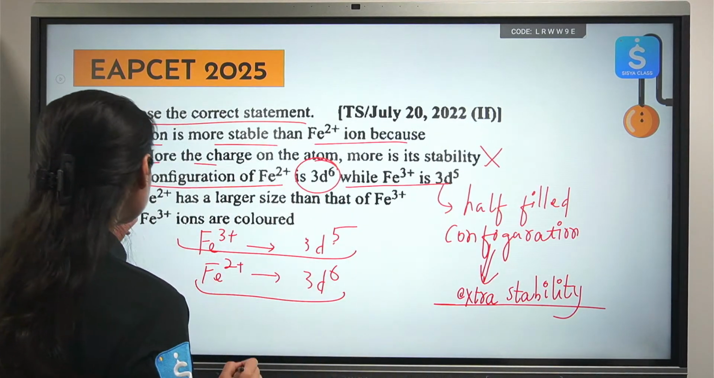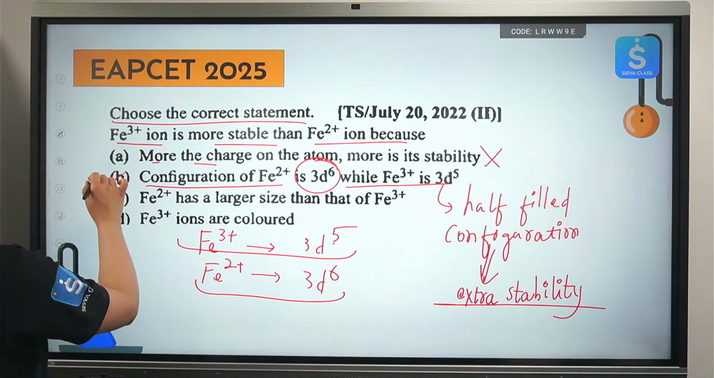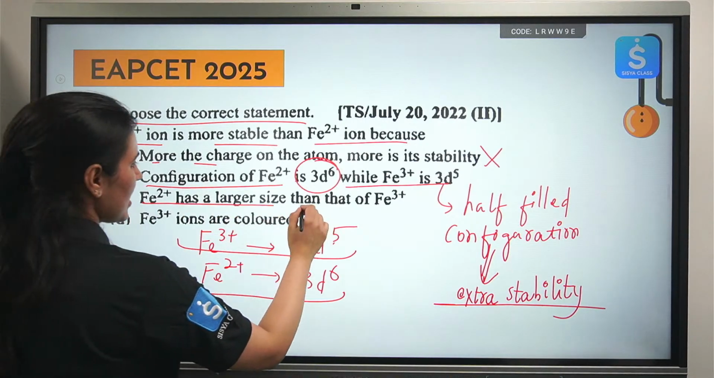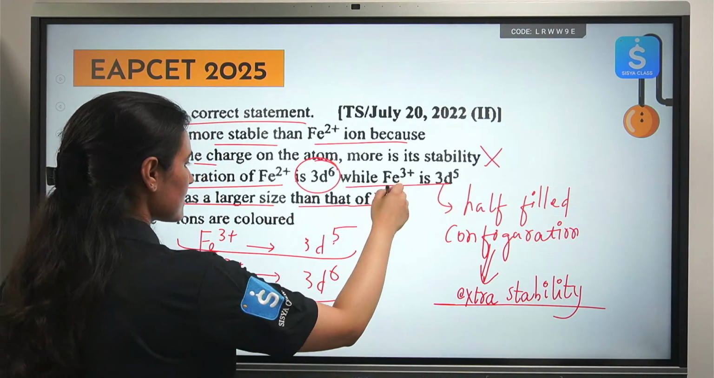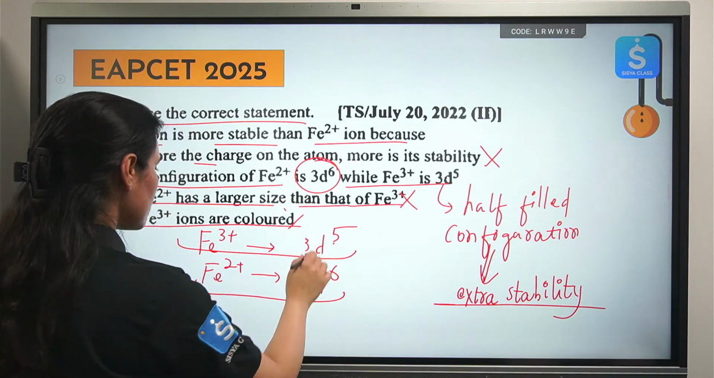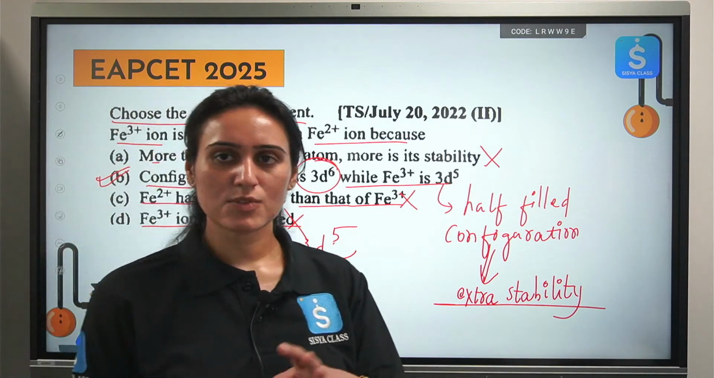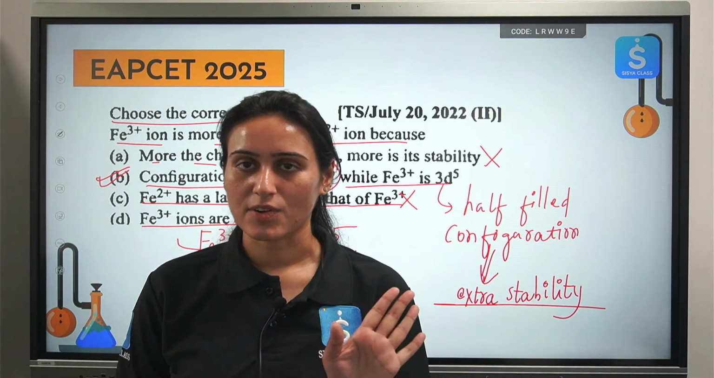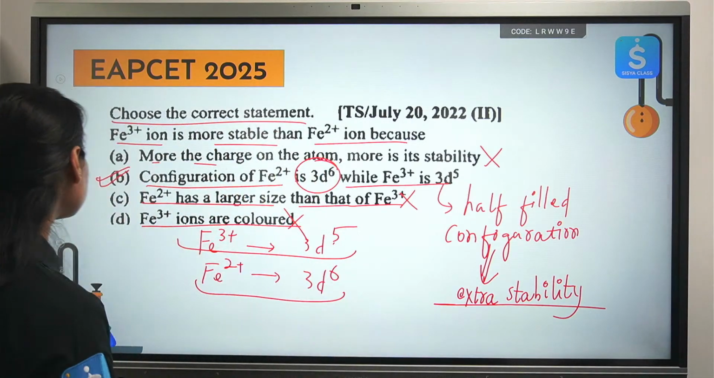Okay, so this reason is correct. Fe2+ has a larger size than that of Fe3+. No, this is not the reason. And Fe3+ ions are colored. This is also not the reason. Both of them will show color. Both of them have unpaired electrons. Okay. Now, let's see the next question.